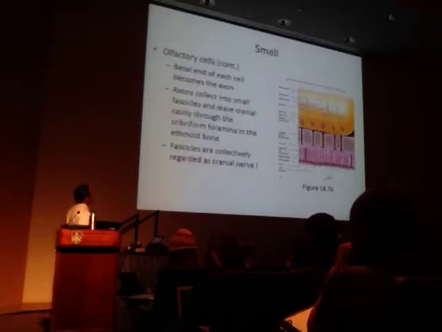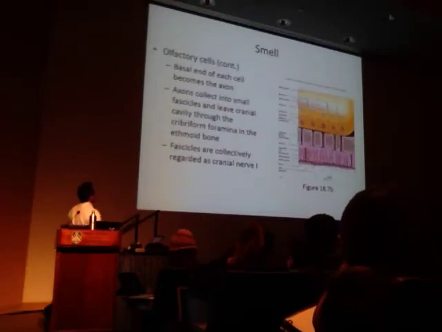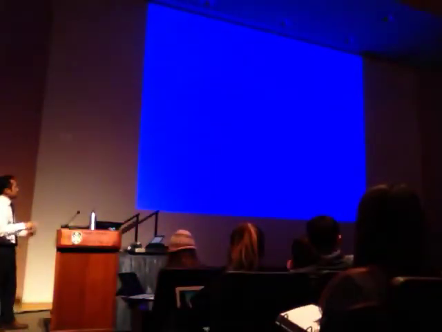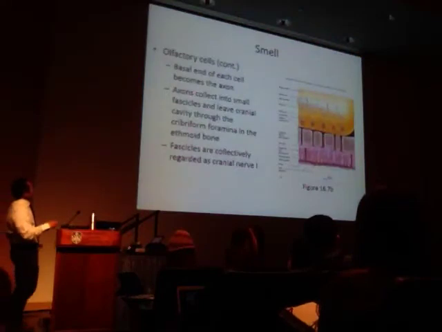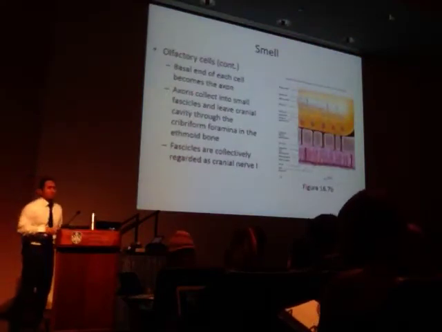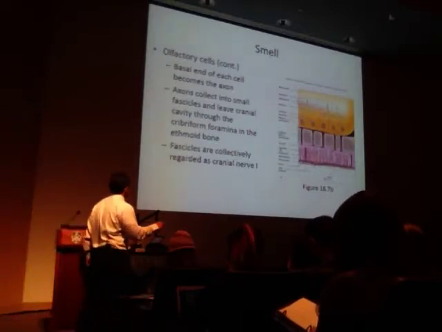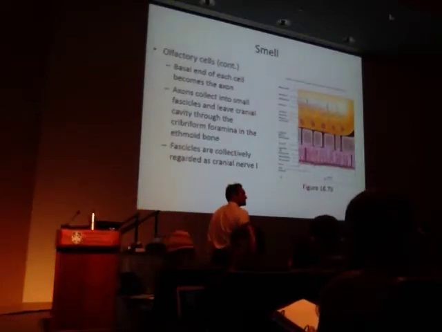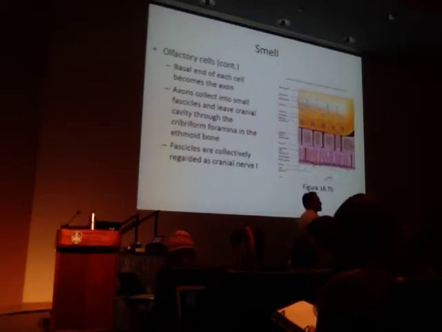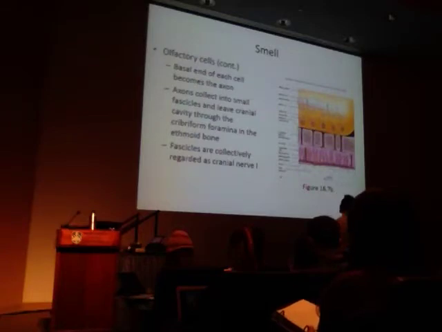If we look at the olfactory cells continuing, the basal end of each cell becomes the axon. So these guys are like extensions of the nerve. These are the only nerves that are exposed to the outside environment. That's different than what we found in the mouth. Okay? The axons collect into small fascicles and they leave through the cranial cavity in that cribriform plate.